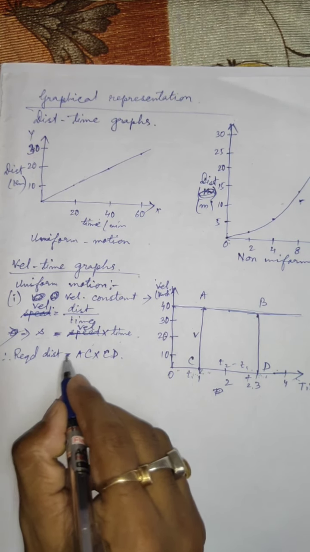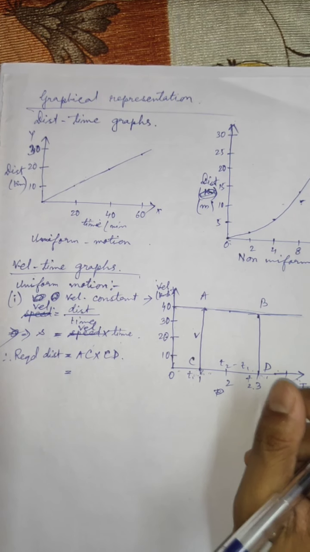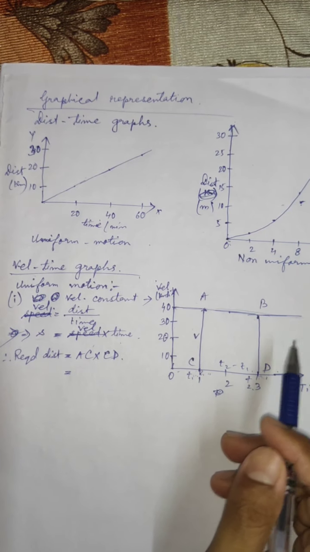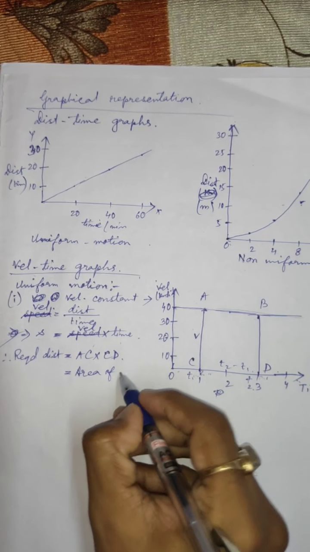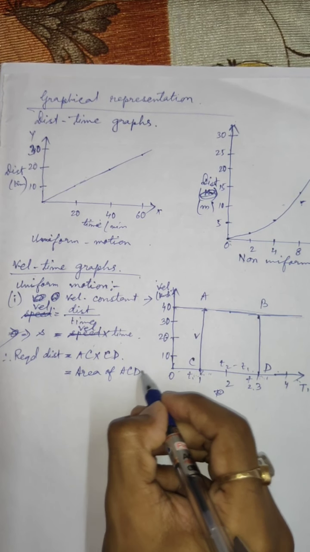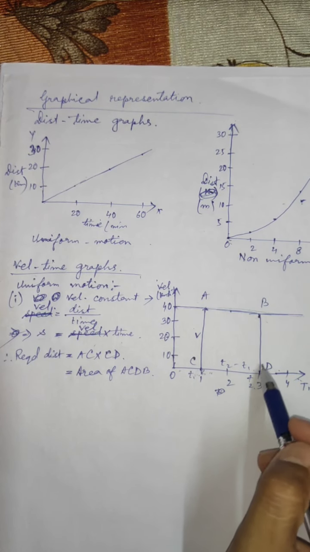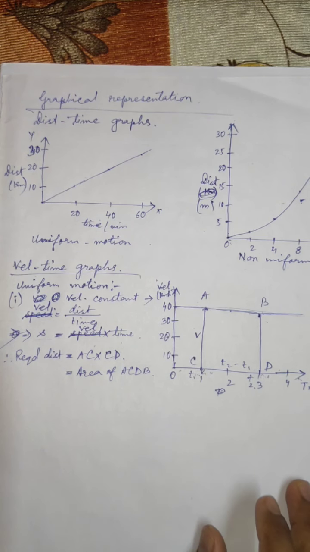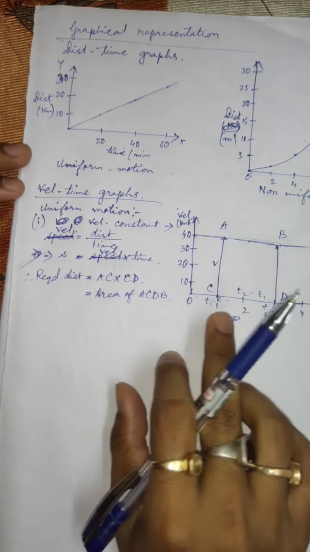Then geometrically, AC into CD represents the area of this rectangle. So this is the area of ACDB. So the area formed under the velocity time graph represents the distance traveled by the object. So this is in the case of constant velocity.